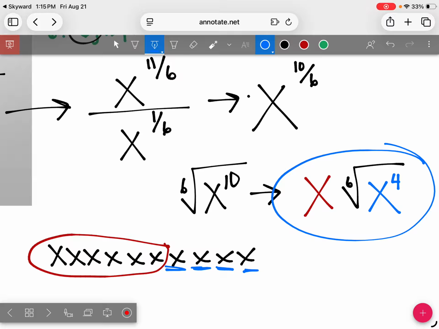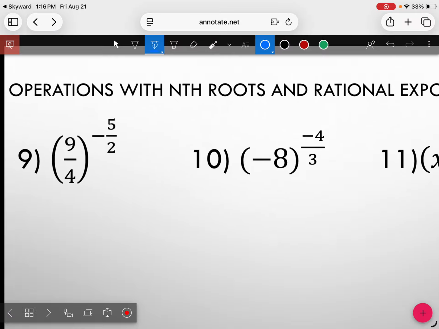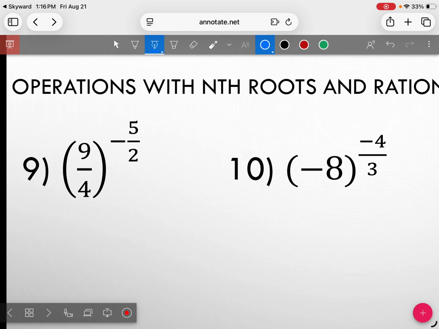All right, last 3 questions. And the last one is the easiest one. Well, to me, it's the easiest one. All right, let's do a couple more exponents. Let's look at 9 first. Now we're adding in a negative.